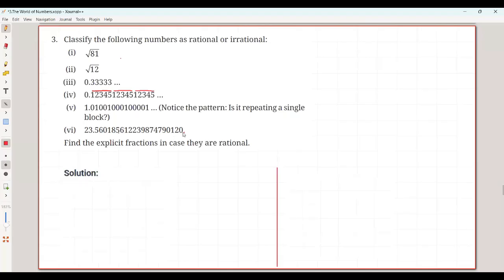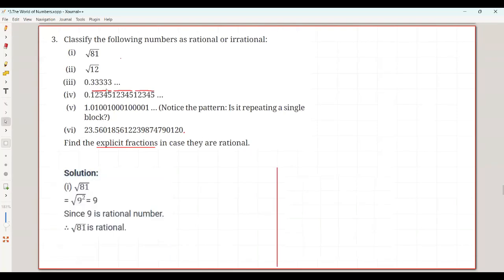Sixth one, it's having an end. Okay, terminating one. So, terminating means it's a rational number. Okay, after this they are asking find the explicit fraction. Explicit fraction means you have to write rational number in the form of p by q. Decimal is given, you have to write the decimal as p by q format, right?